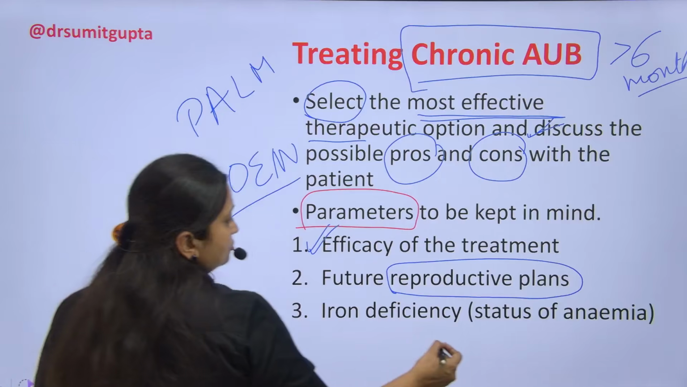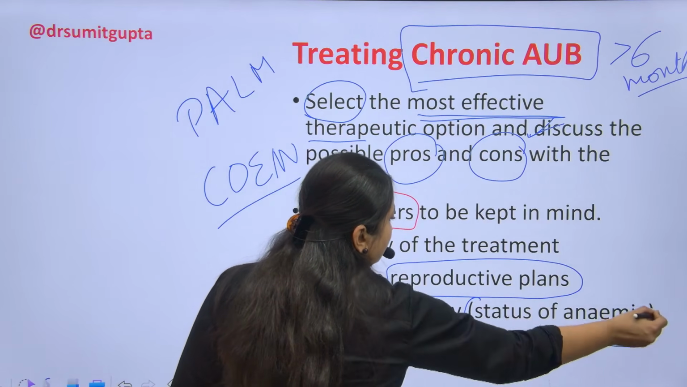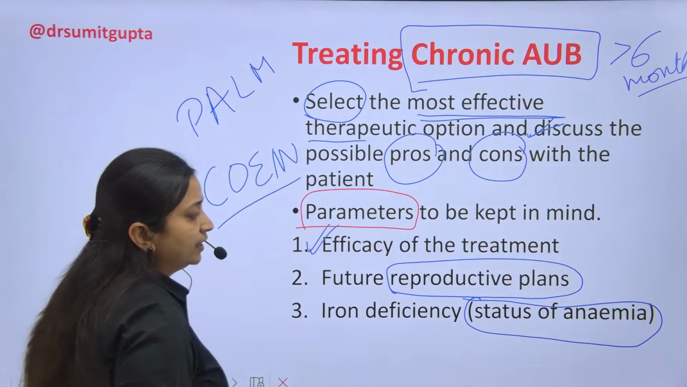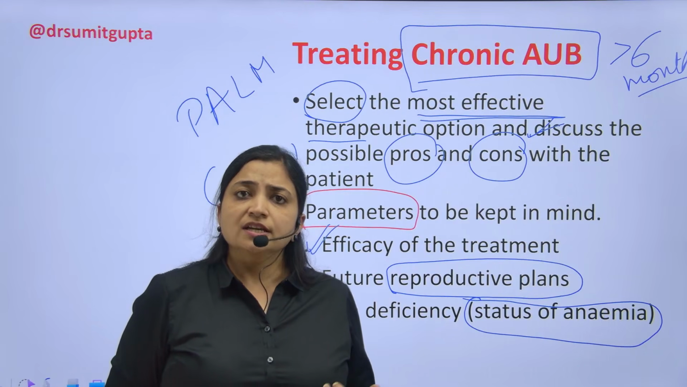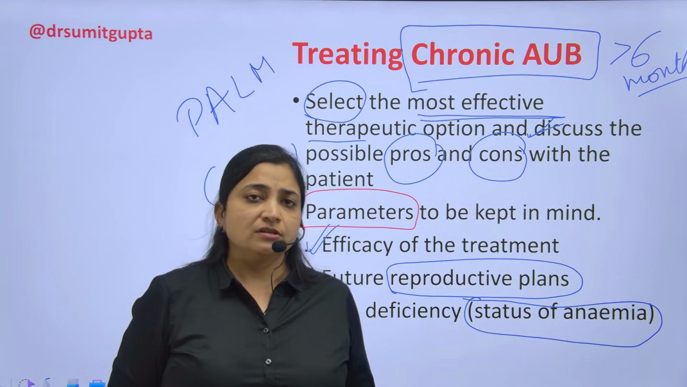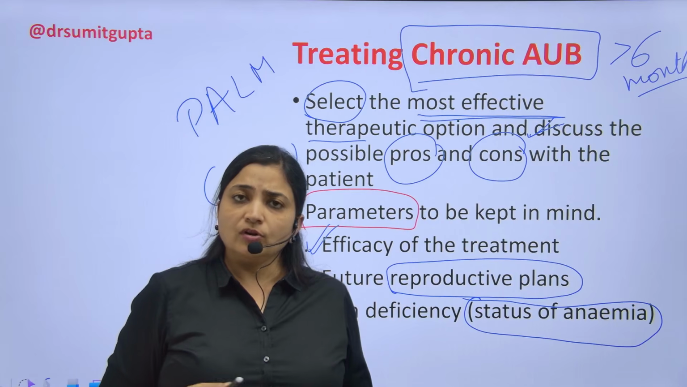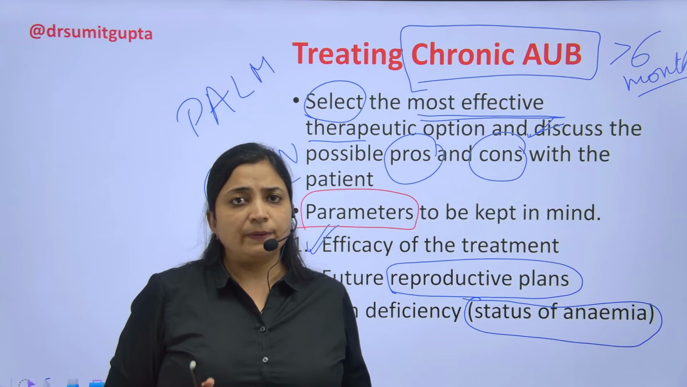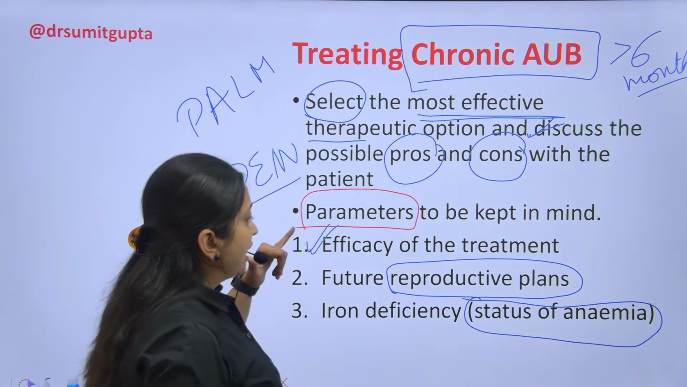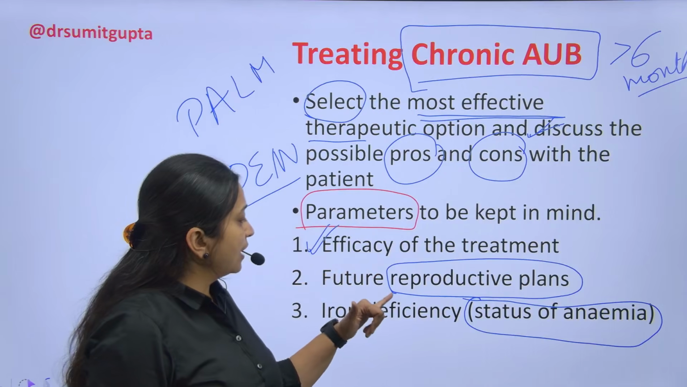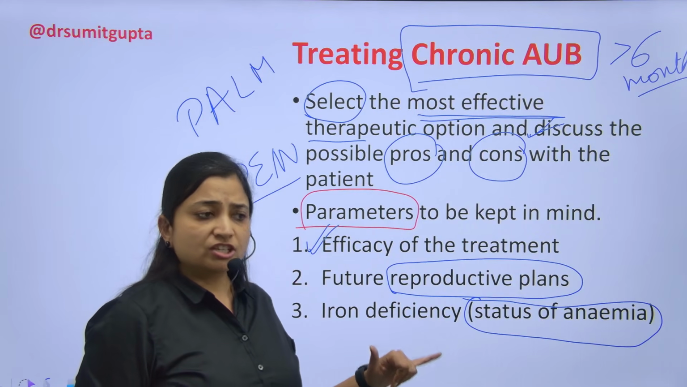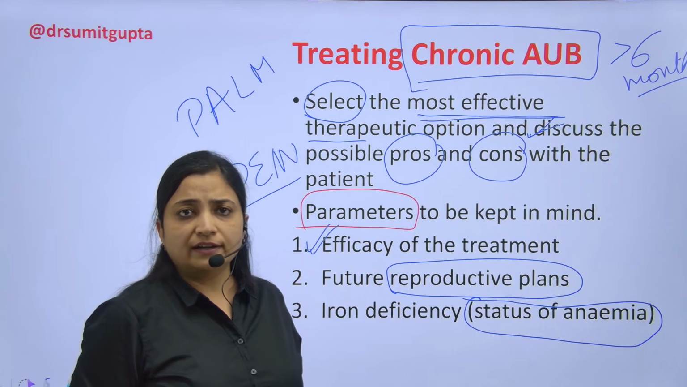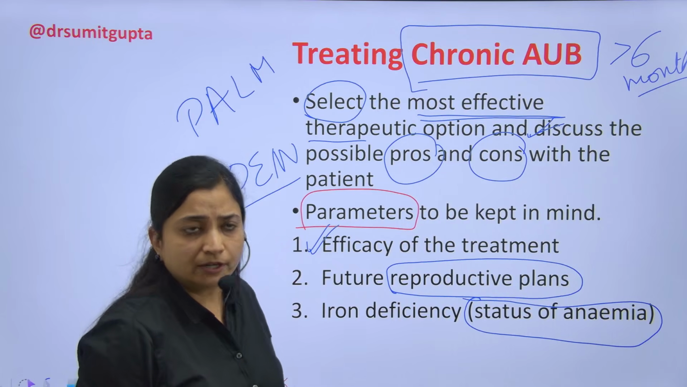And the status of anemia has to be seen and the patient should be managed accordingly. If she is suffering with severe anemia and there are other complications, she may need blood transfusion. If less, then she may need oral iron or intravenous iron depending on the situation. So, efficacy of the treatment, her future reproductive plans, and the status of anemia, whether she can tolerate the given management right now or she needs some supportive treatment also.